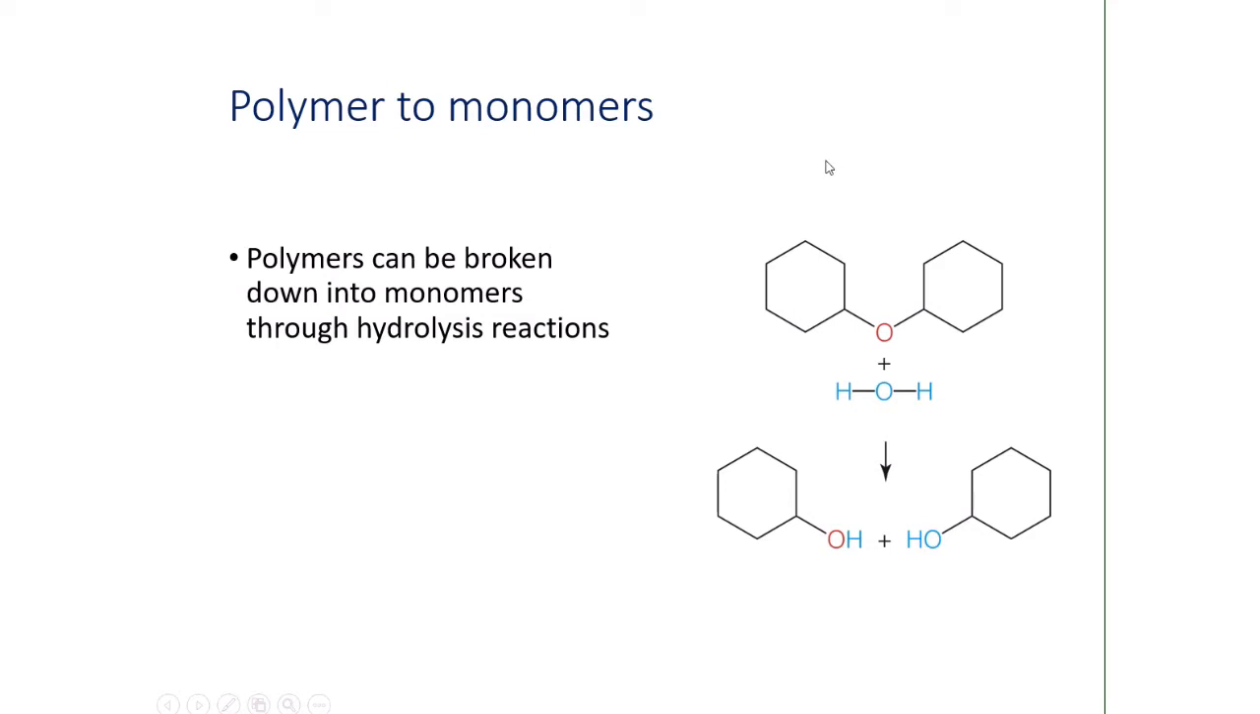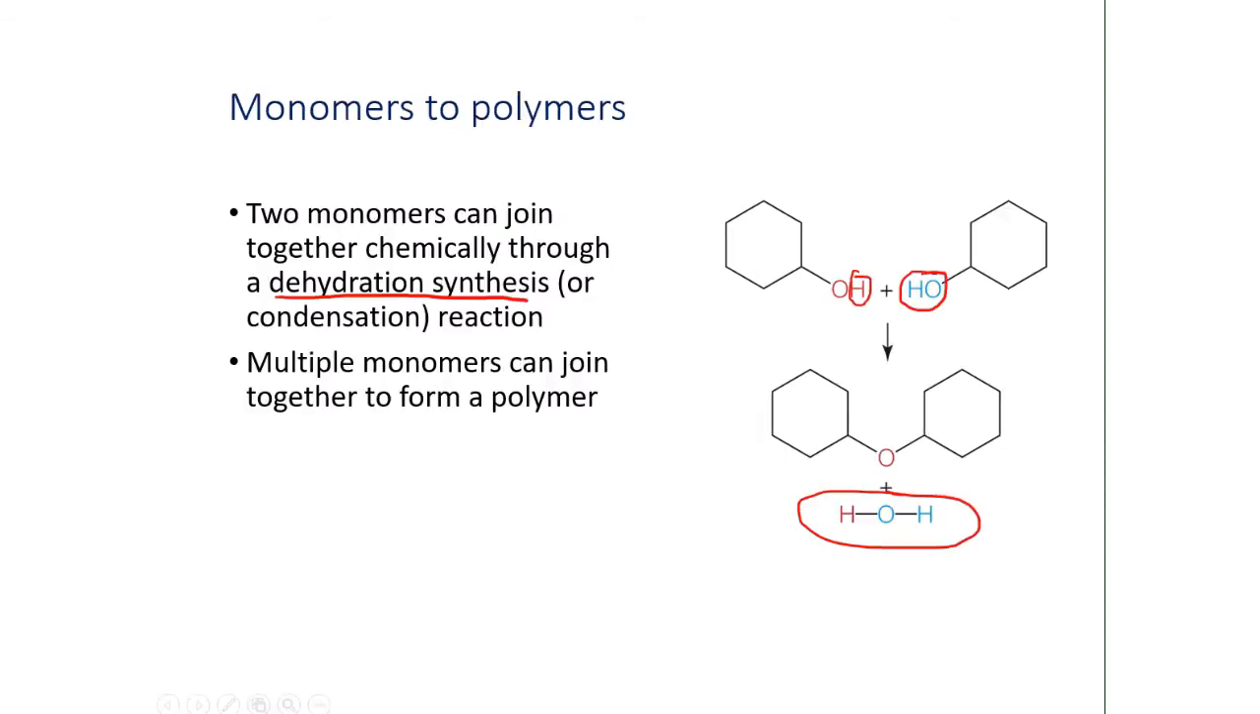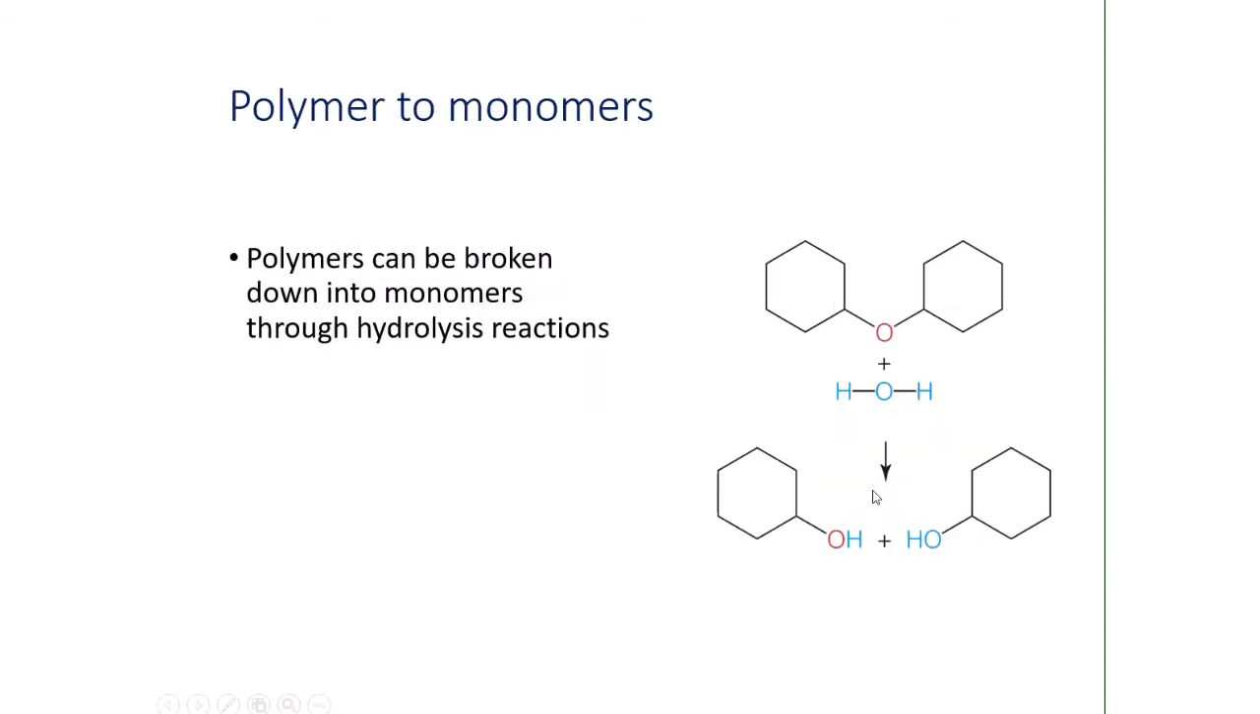You can also break polymers down. If you ingest carbohydrates, your digestive system is going to break the polymers back into monomers, so you can use them as energy, and it will be the opposite of the dehydration synthesis. To form the bond, you need to remove a water molecule. So to break a bond, you would have to do the opposite. You would have to add a water molecule.